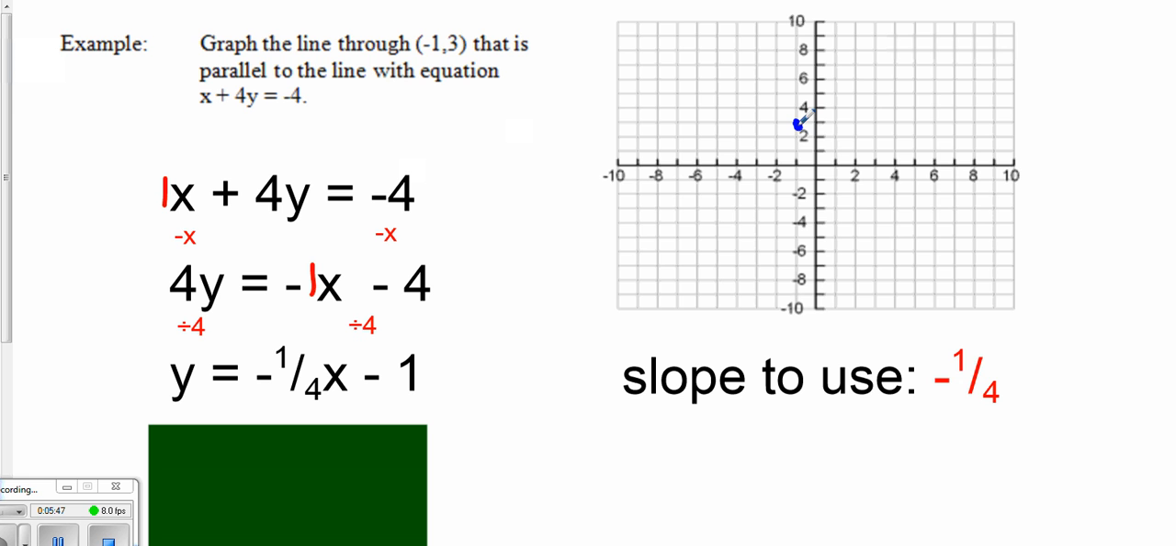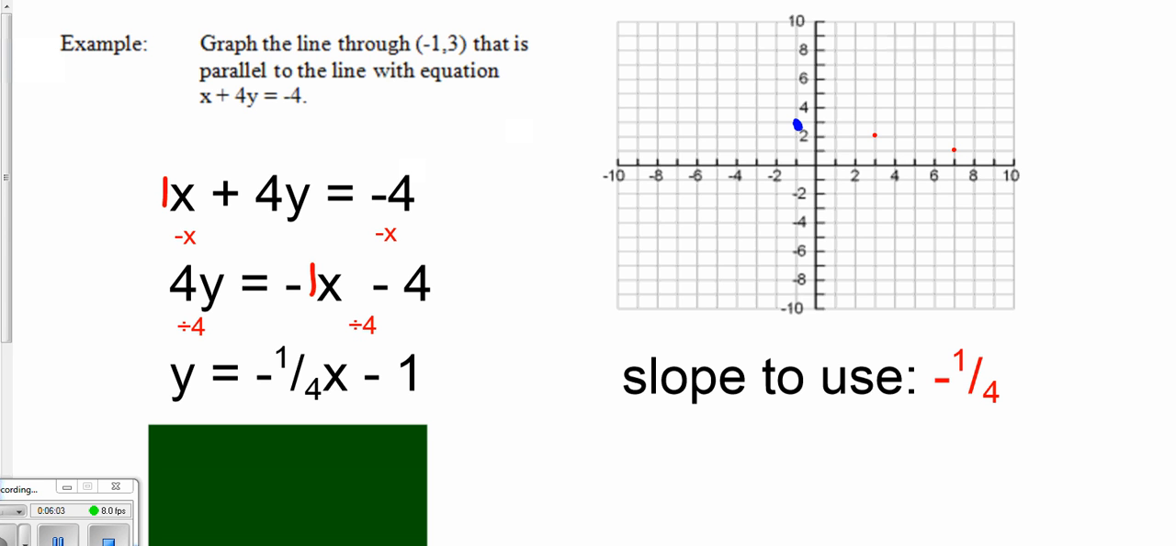So we knew this was our point. We're using this slope, negative 1 over 4, so down 1, then over 1, 2, 3, 4. Down 1, over 1, 2, 3, 4. Okay, so we've got a couple points here.